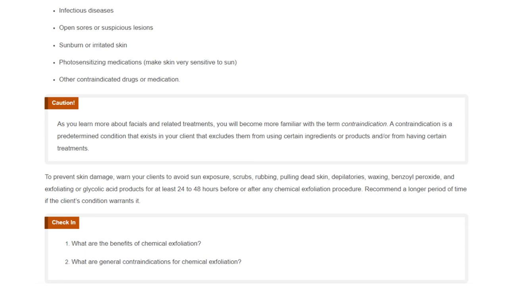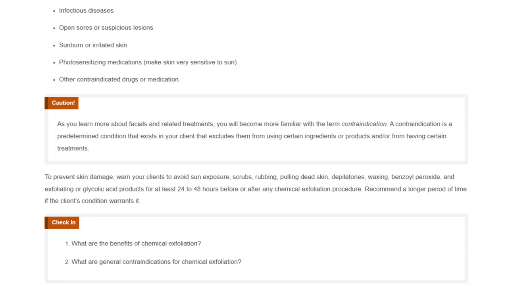Caution. As you learn more about facials and related treatments, you will become more familiar with the term contraindication. A contraindication is a predetermined condition that exists in your client that excludes them from using certain ingredients or products and/or from having certain treatments.